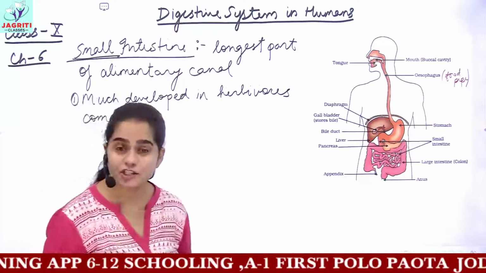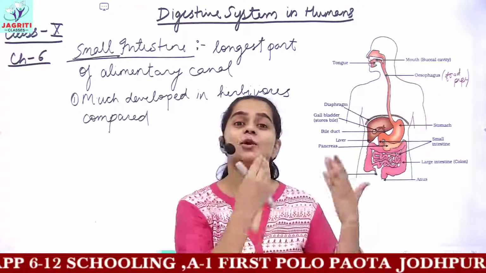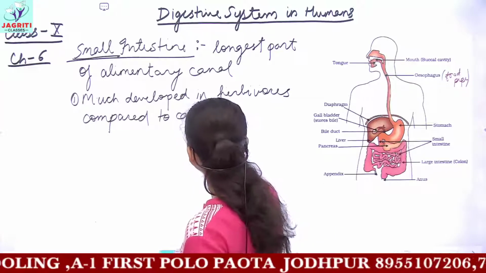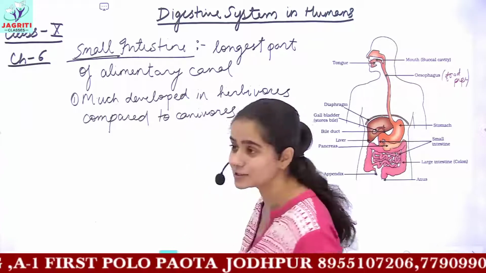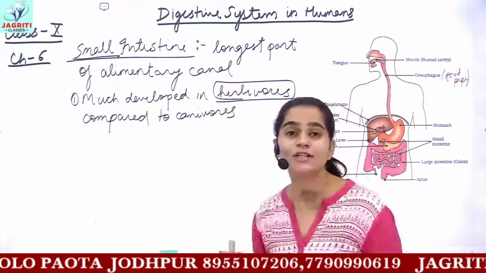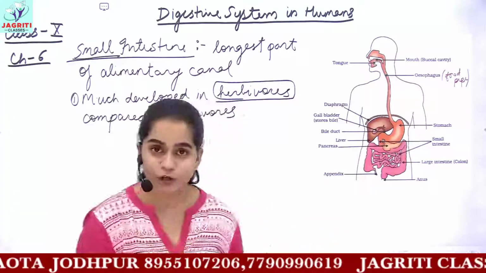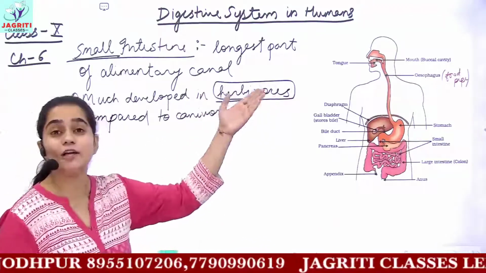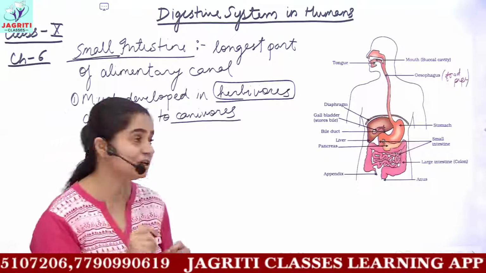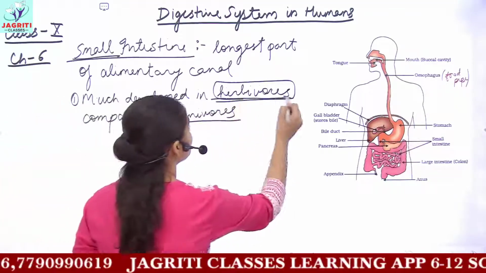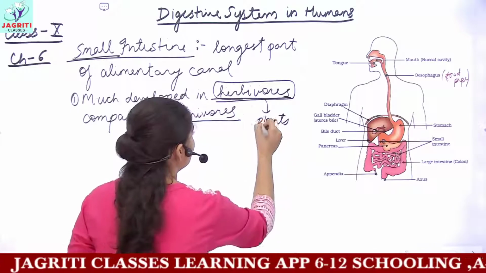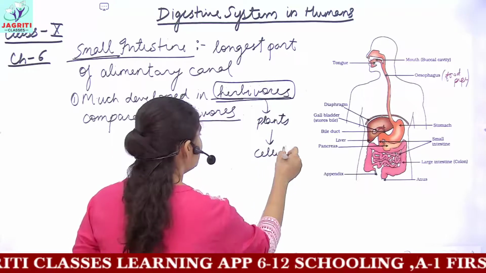And a question is asked, why is it so that the small intestine, which is a highly coiled tube-like structure, is much more developed in herbivores compared to carnivores? The reason behind this is that herbivores are the animals which consume plant food or which are dependent on plants for their nutrition, while carnivores are the flesh-eating animals. So we know that herbivores are dependent on plants, and these plants contain a high amount of cellulose in them.